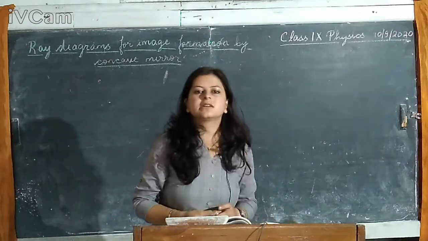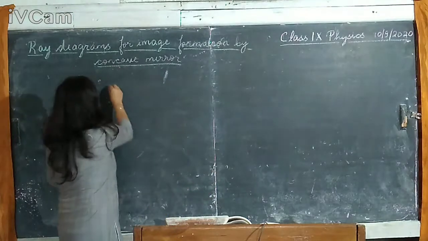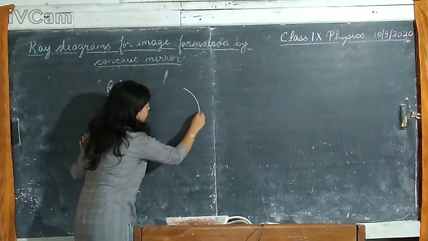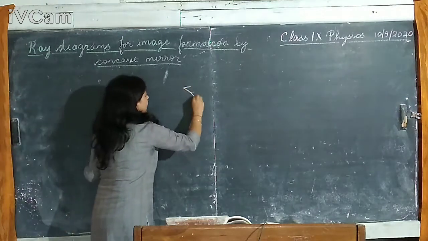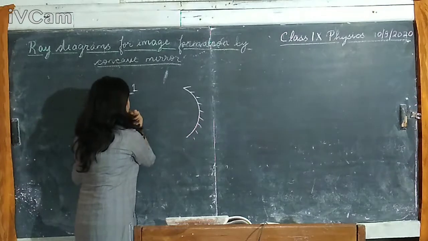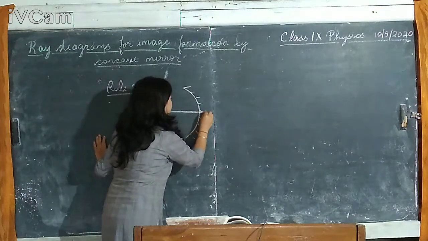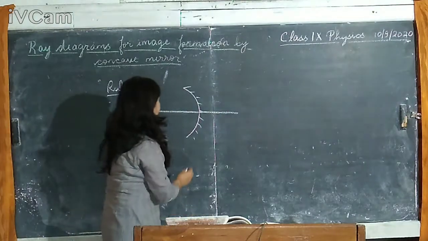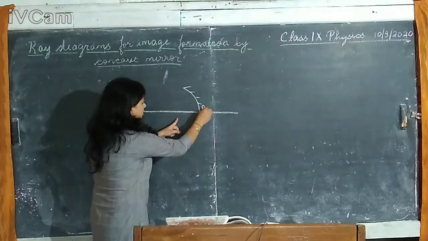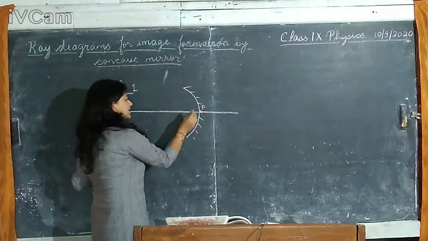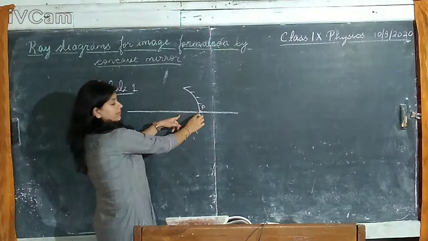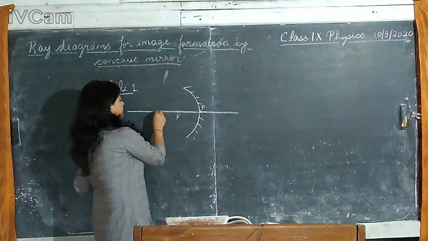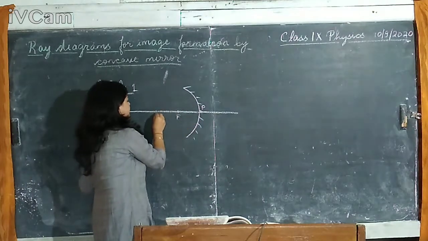Rule number 1 to construct the ray diagrams: I'll be taking concave mirror for today's class. If you have a concave mirror and while you construct the ray diagram, you have to be careful. This is called the principal axis. You have to use a scale to construct ray diagrams. This is called the pole. From the pole, it's up to you, you can take 2 centimeter measurement from the pole, mark it as the focus, and 2 more centimeter from the focus, that is exactly double the length, will be your center of curvature.